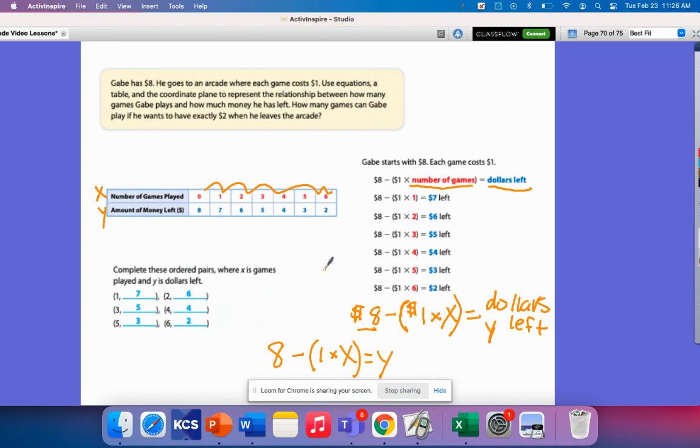Let's check this equation. Let me write it up here in orange where you can see it. Let's put 3. We're going to substitute 3 for X. And what should I get? My answer should be 5. So I have 1 times 3 is 3, and 8 minus 3 equals 5. And 5 is the answer there. So if I substituted any of these values in this equation, I would get Y. I would get the corresponding ordered pair as my answer here. So that is the end of today's math strategy video.